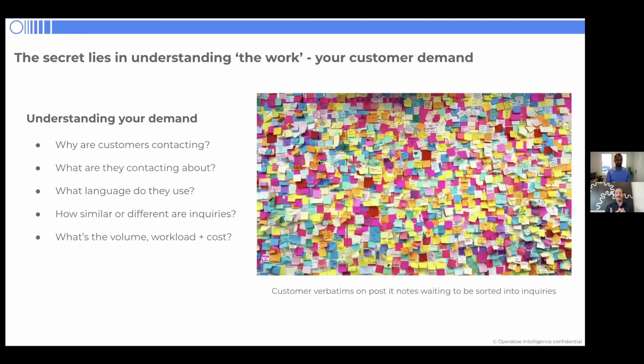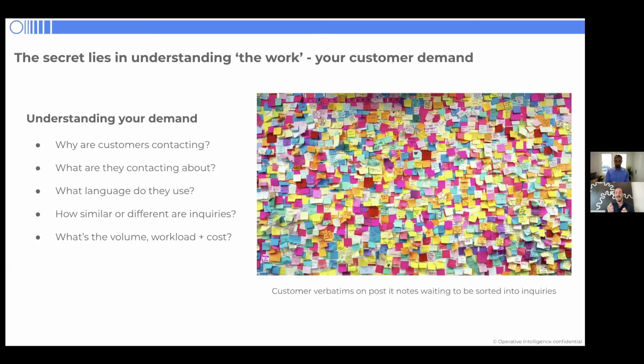What we've found is that the secret lies in understanding the work that you do for customers, or your customer demand. What's really important here is unearthing not only what a customer is contacting about, but why. Let me give you a really simple example. If you know that 12% of your inbound volume is related to inquiries for payments, that is the what. You know that 12% of your calls are about payments.